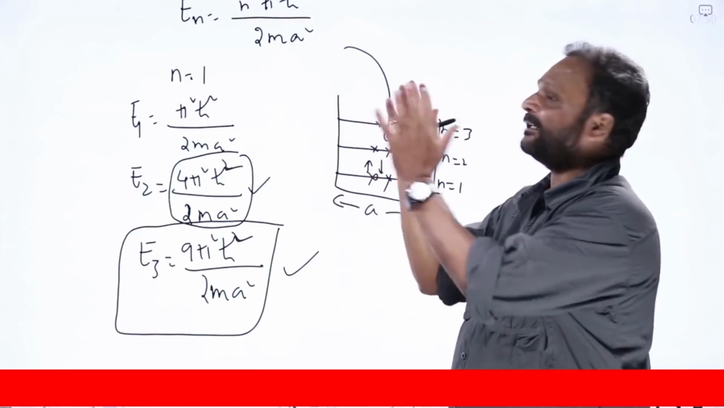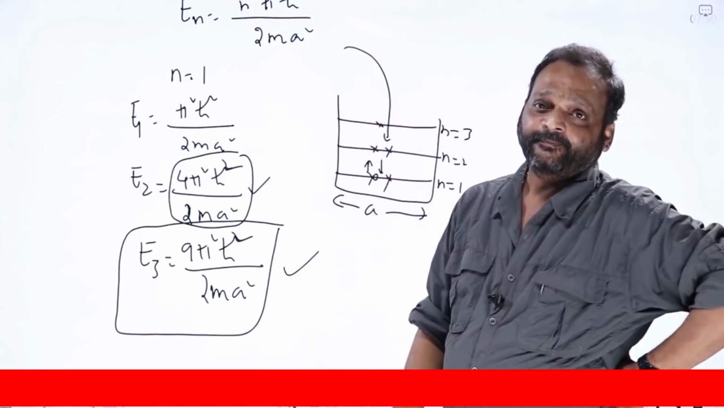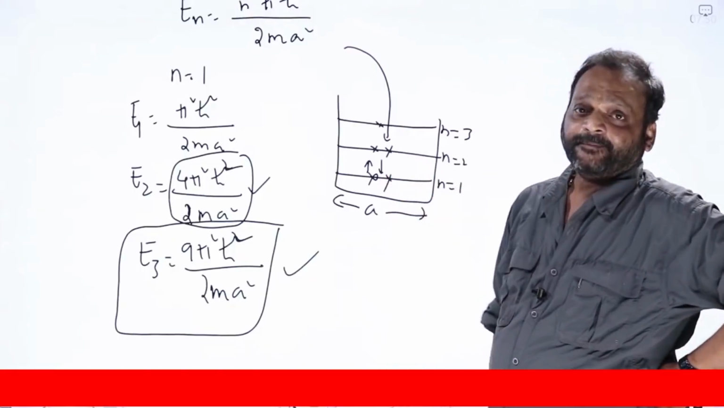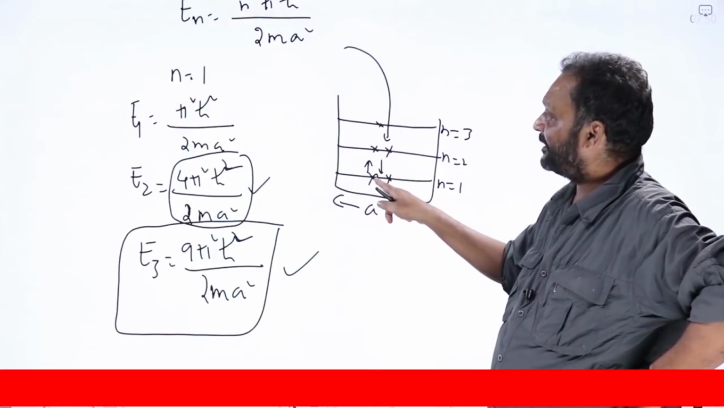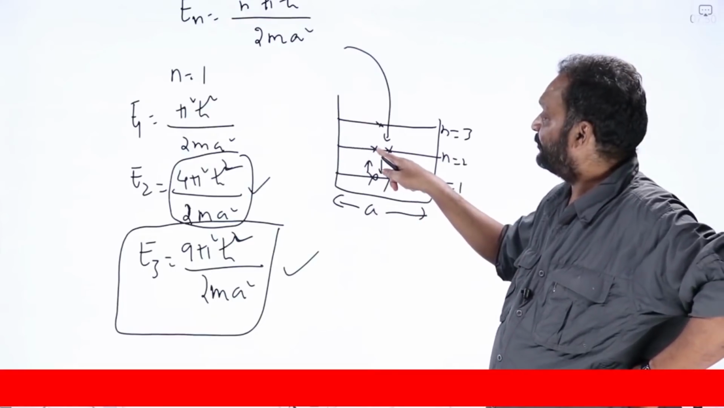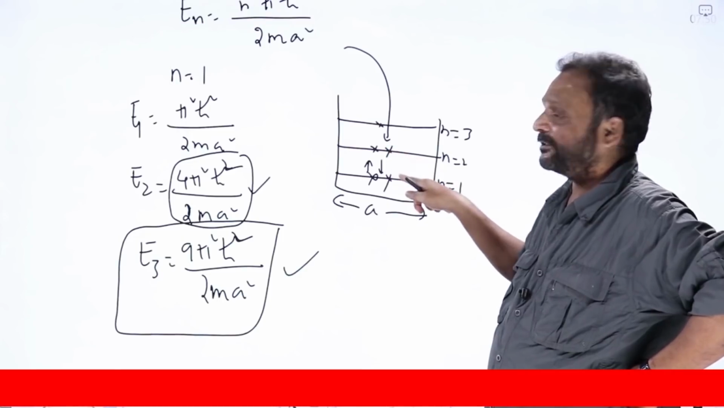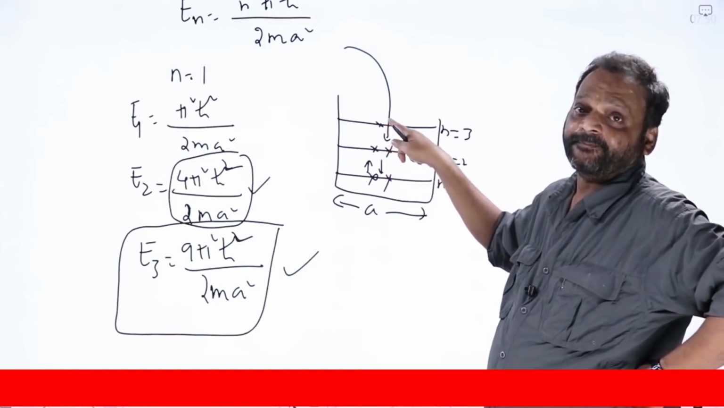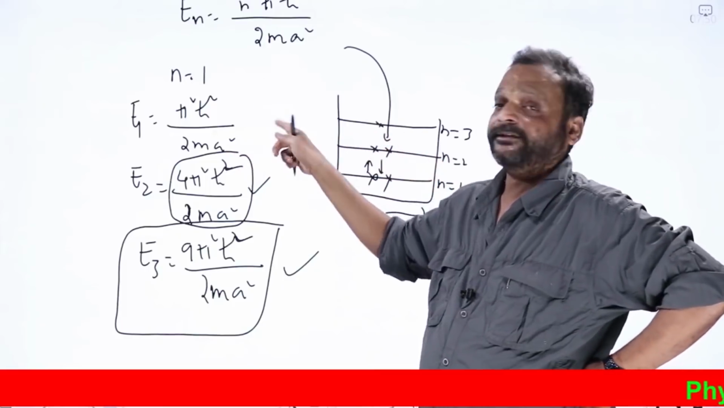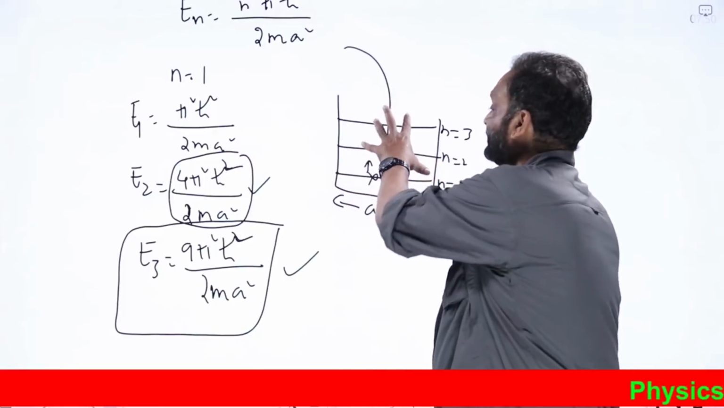What is the total energy of the system? Total energy of the system means you have to add the energies of all particles. Two of E1, which is 2, then this one is 4 plus 4, 8, 8 plus 2, 10. This one is 9. Means 19, right? 19 pi square h bar square by 2m a square is the total energy of the system.